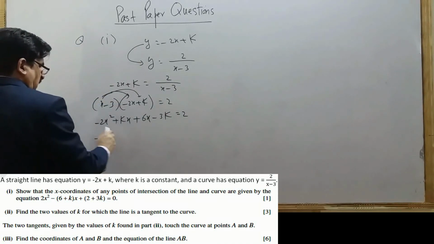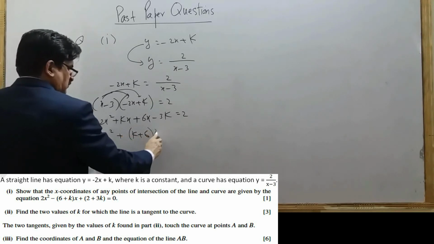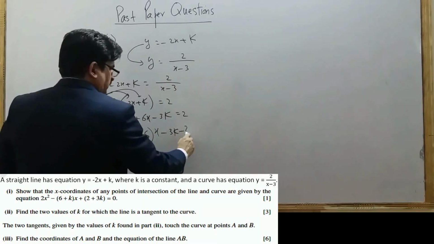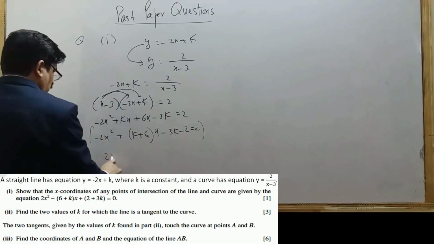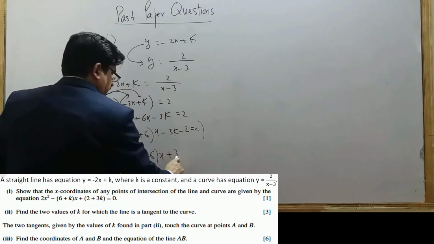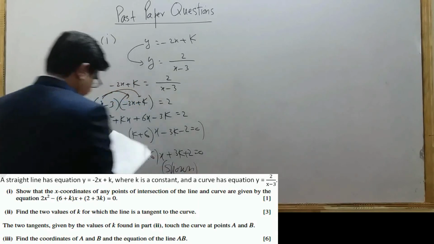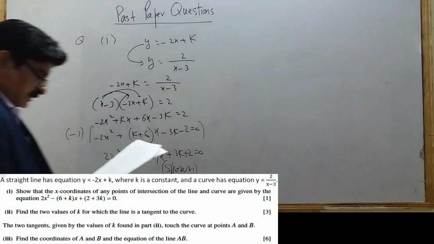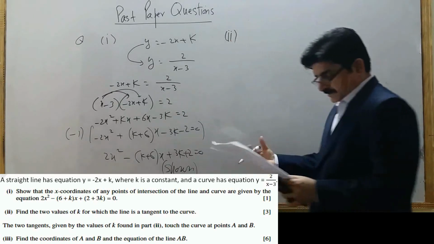Now see that you have minus 2x square plus, you can take x common, so this will be one term in x. Then you have minus 3k minus 2 equal to 0. Now multiplying this equation throughout by minus 1, we will get 2x square minus (k plus 6) into x plus 3k plus 2 equal to 0. In the first part you were asked to show this equation, which we have shown. This was 1 mark.